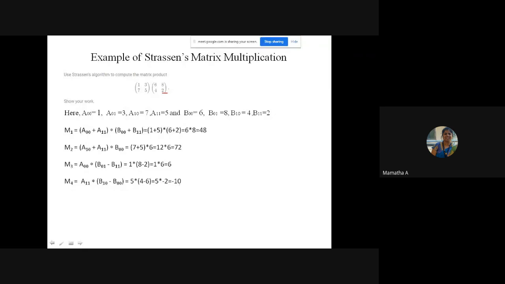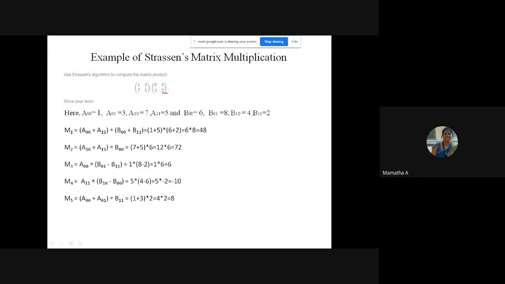Right. Next, M5. Do I have Bhavana in the class? Yes, ma'am. Yes, Bhavana. M5, can you tell me? M5 is A00 plus A01 into B00 plus B11. Okay. Values in that case? 1 plus 3 into 2 plus 2, ma'am. Yes, 1 plus 3 into 2.